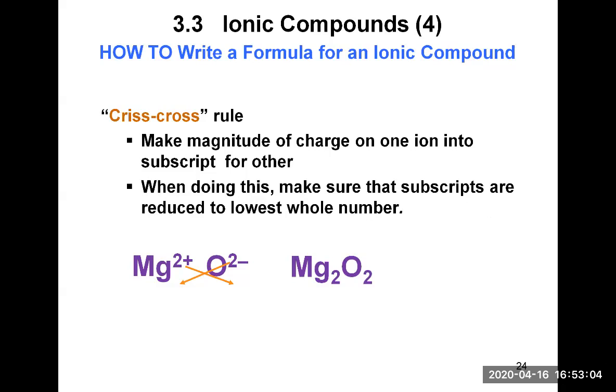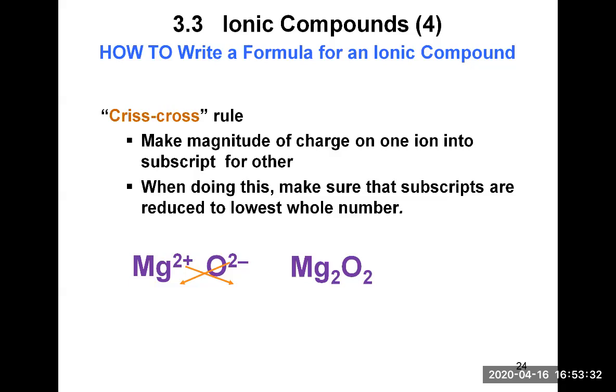So let's look at another example: the compound made from magnesium and oxygen. Magnesium is a 2+ ion because it's coming from group 2A. It's a metal from 2A, so it's a 2+ ion. Oxygen being from group 6A, 6 minus 8 is -2. Oxygen is a -2 ion.